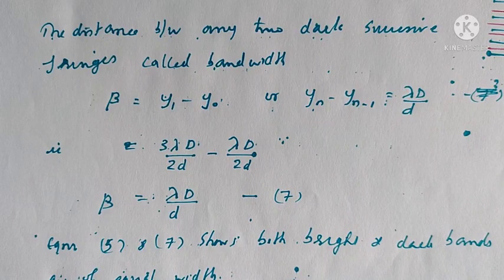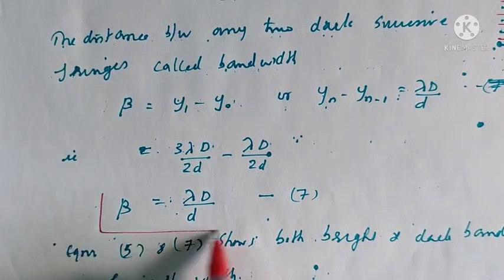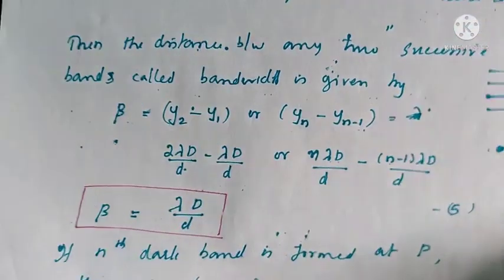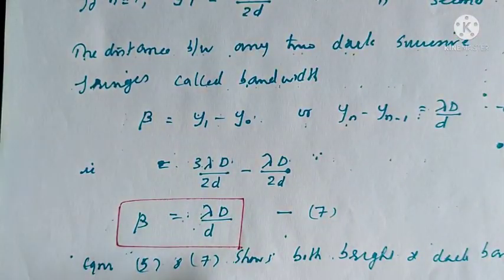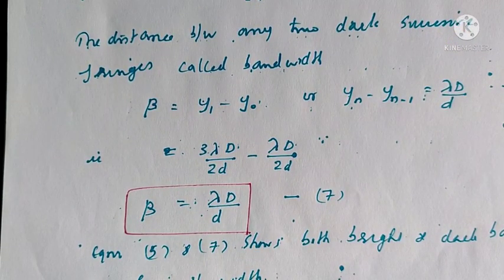So we have got the bandwidth as lambda capital D by small d from dark fringes, and from the bright fringes we have also got lambda capital D by small d. So these two equations show that both bright and dark fringes are of equal width. So we will get alternate bright and dark fringes of equal width on the screen. That is the interference pattern we obtain from Young's double slit experiment.